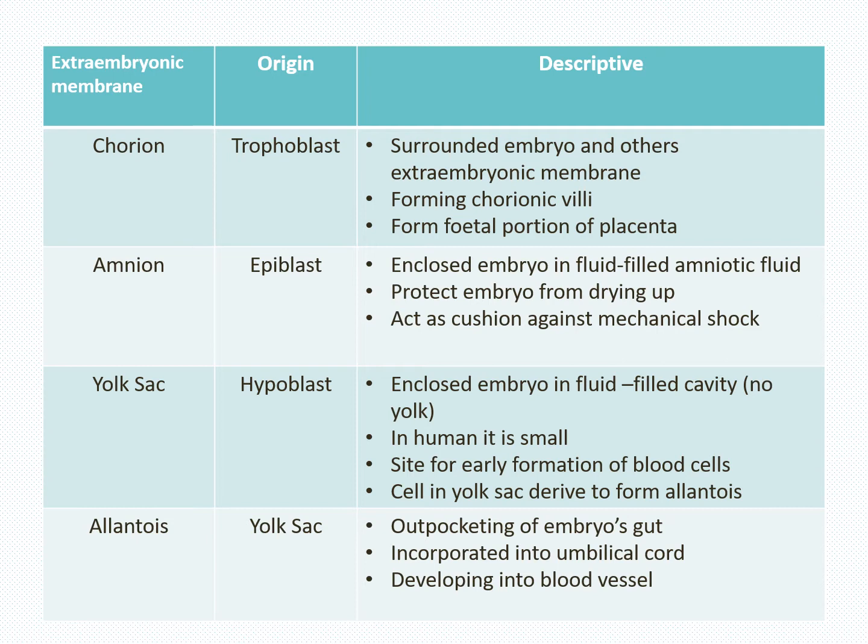Chorion is developed from trophoblast. It completely surrounds the embryo and other extra-embryonic membranes. The outer layer will form chorionic villi, where oxygen gas and nutrients are supplied to the fetus. It also forms the fetal portion of the placenta.